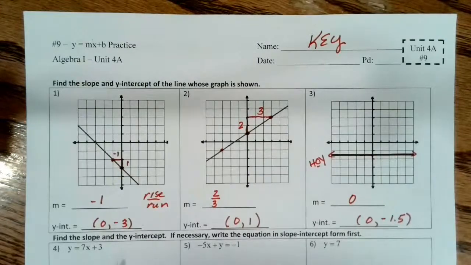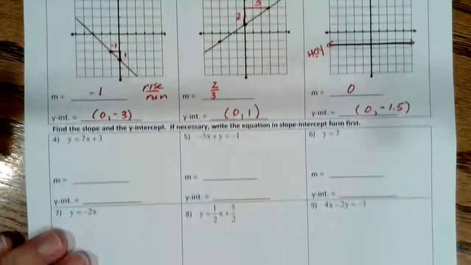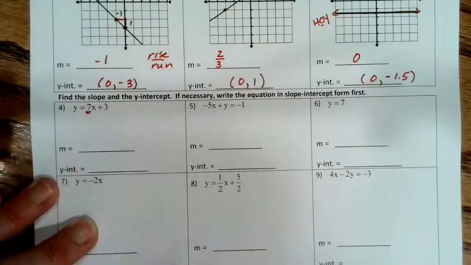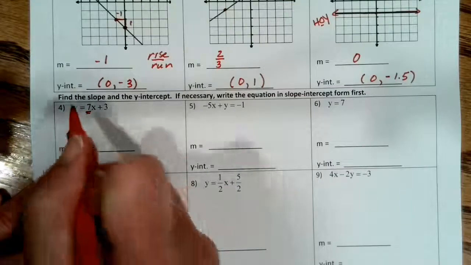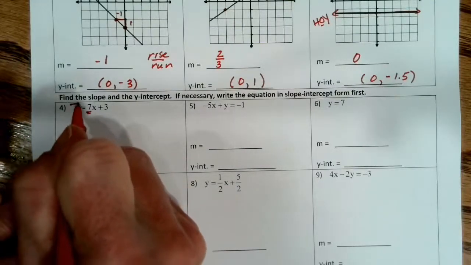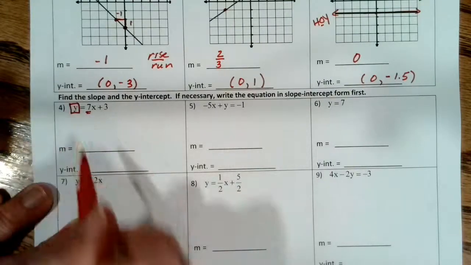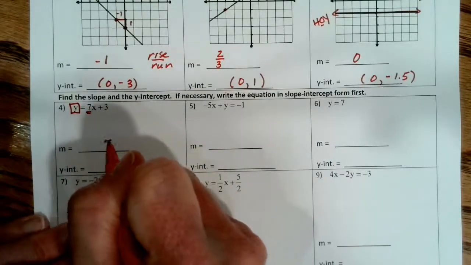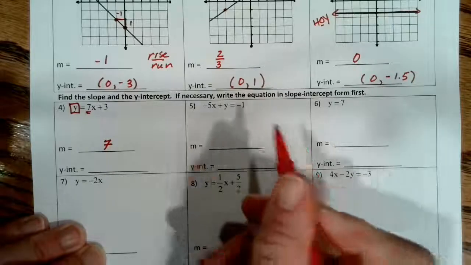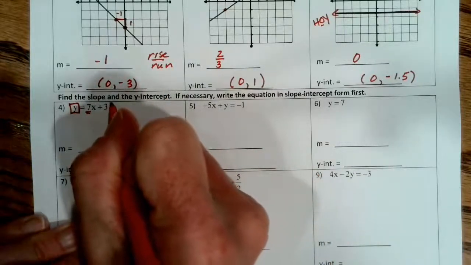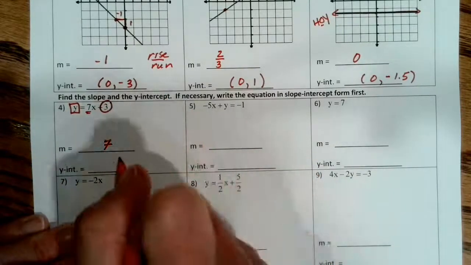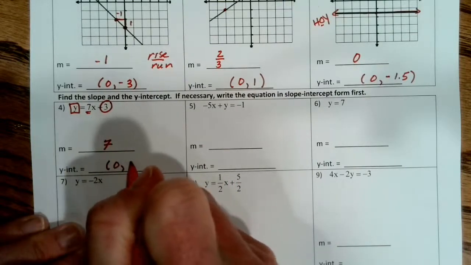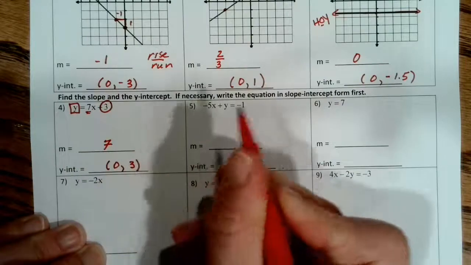Find the slope and the y-intercept, this time from an equation. Your slope is always going to be the coefficient to the x when it's in function form. An equation's in function form when y is solved for. Your slope is equal to 7, and your y-intercept is always going to be this constant here. Your y-intercept is going to be over 0, up 3.